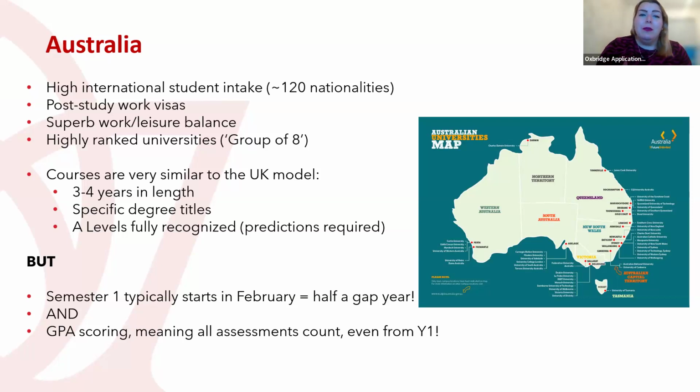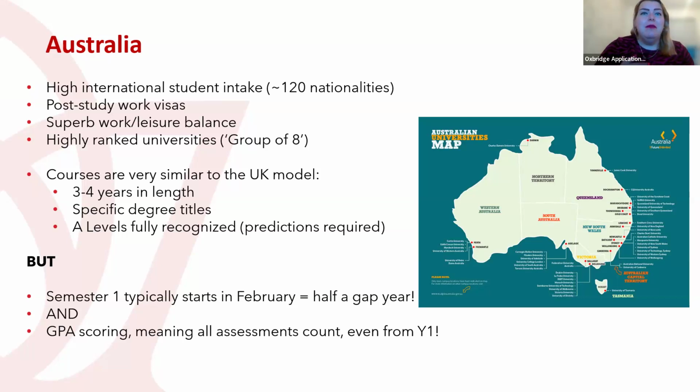And in the country as well, there are some genuinely world-renowned universities called the Group of Eight, which I'll go through in a moment, just in the next slide. I mentioned familiarity, and it's genuinely true that the university experience in Australia is almost identical in many ways to that in the UK. The courses are 3 to 4 years in length, as per the UK standard. You are choosing a specific degree as you would on UCAS for your UK choices.